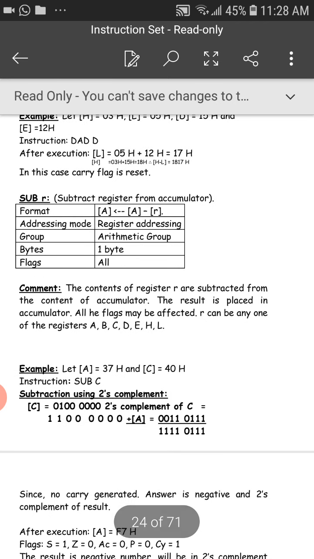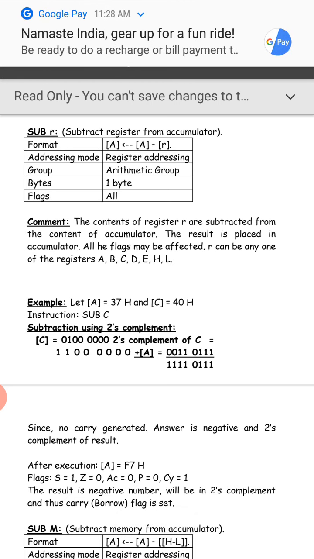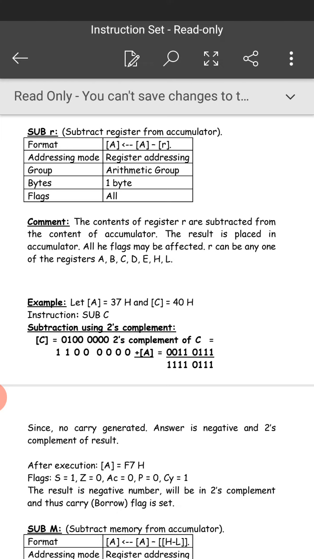Then next is the SUB R instruction, that is, subtract register from accumulator. So the format is A minus R and the result is stored in A, that is the accumulator. So this is a register addressing mode. It is in the arithmetic group of instructions. This is a 1 byte instruction and it affects all flags.